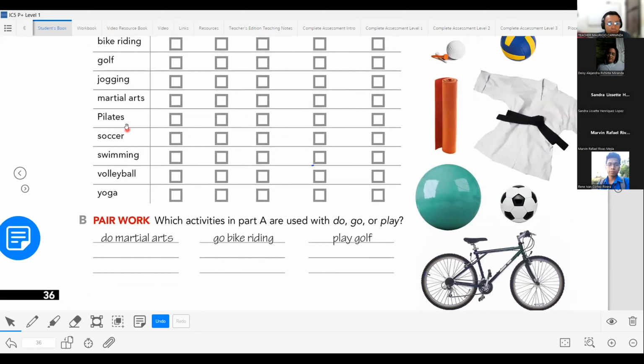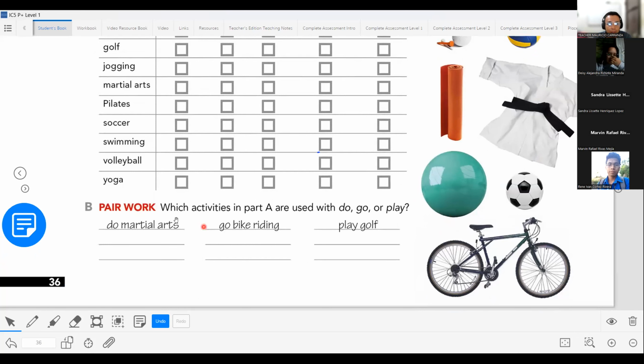Okay, Pilates, don't forget Pilates. And then it says which activities in part A go with do, go, or play. So this is the column for do, this is the column for go, and this is the one for play, right? You decide which activities go with do, go, or play. You already have an example: do martial arts, go bike riding, play golf. So that's what we are going to do. Do you get it?